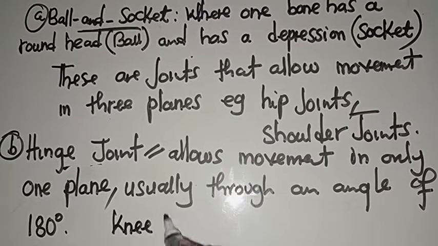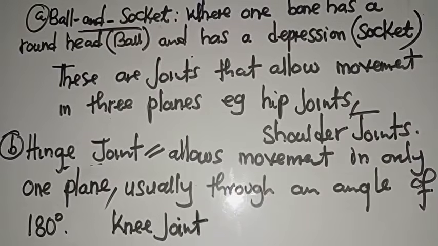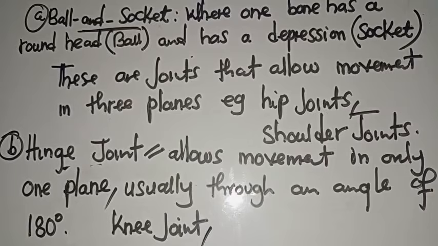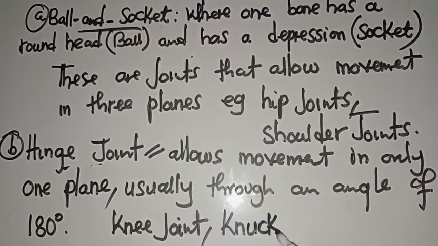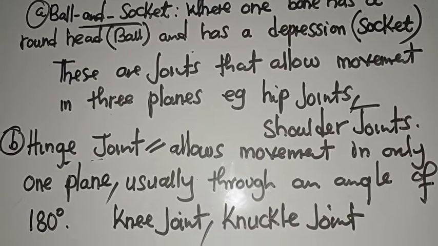Example of these ones, we can talk of a knee joint. We can consider a knee joint, have you seen, just in one direction. Apart from understanding this, you also look at a knuckle joint. So we also consider a knuckle joint. This only allows movement in one plane, usually through an angle of 180 degrees.